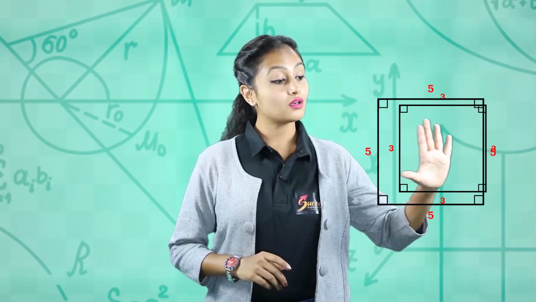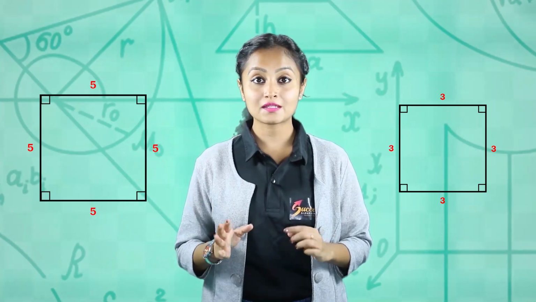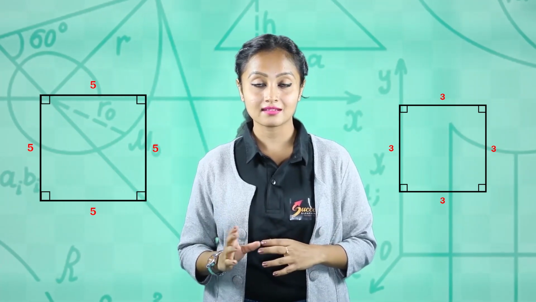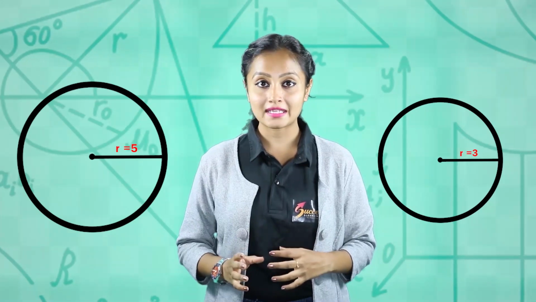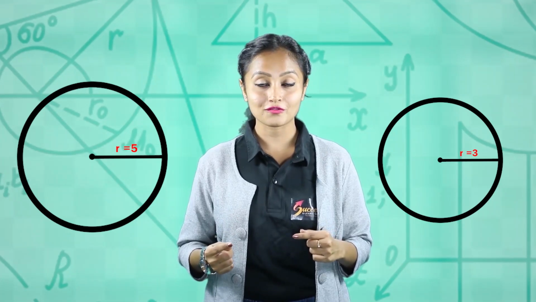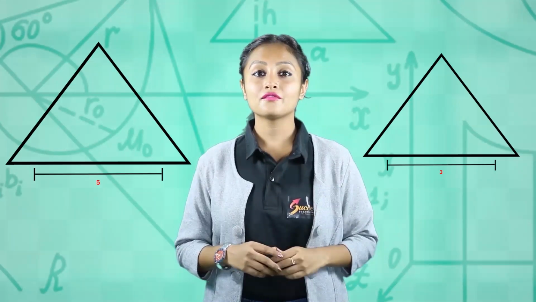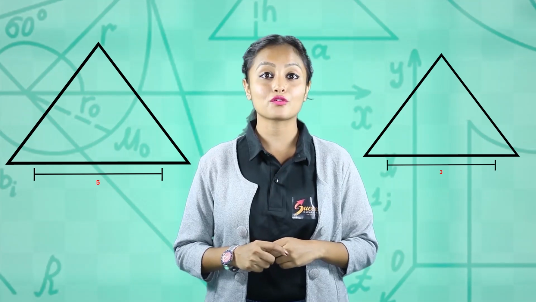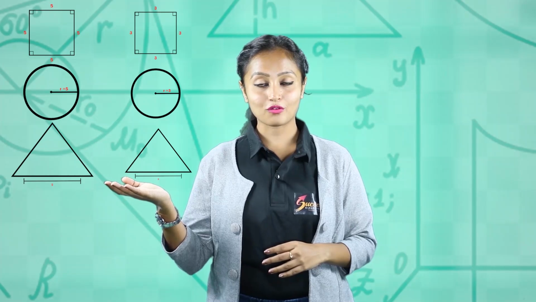For example, two or more squares which have different side lengths still look very similar to us, but are of different sizes. Two or more circles which are of different radii look very similar, but they are of different sizes because of the change in radius. Two or more triangles with different side lengths look very similar to us in terms of shape, but not in terms of size. So all of these are examples of similar figures.